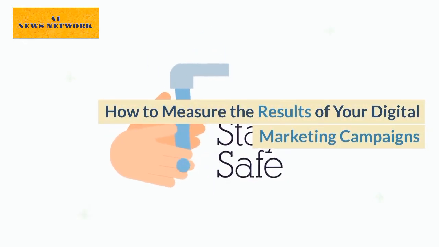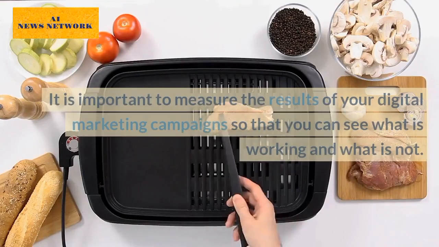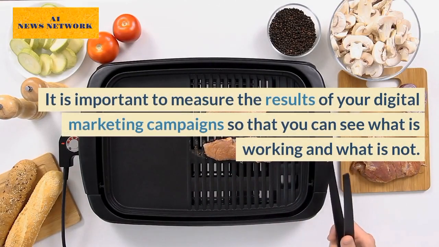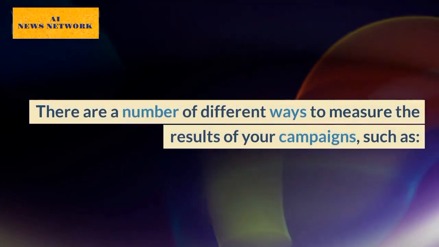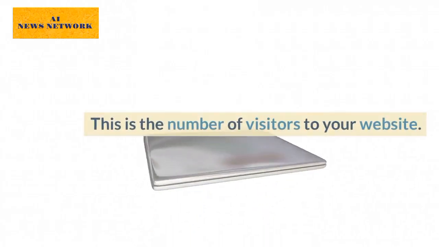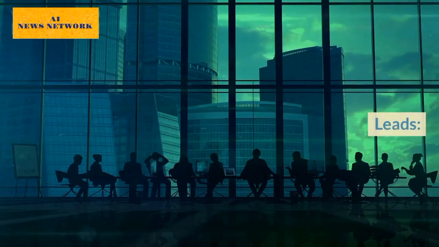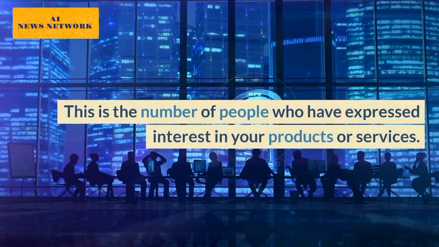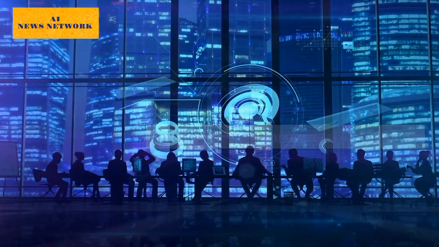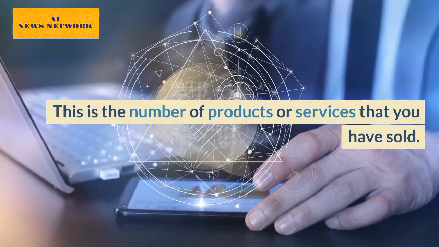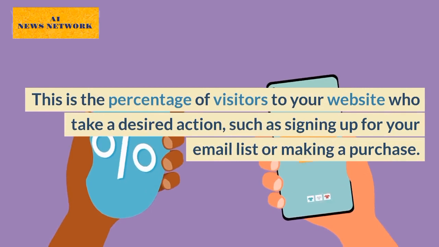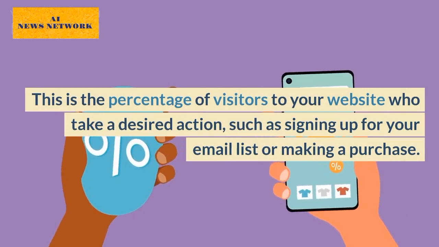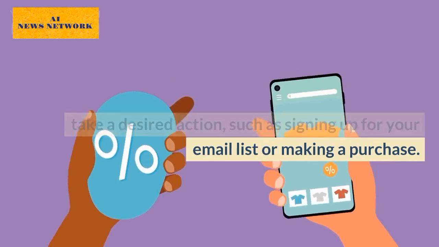How to measure the results of your digital marketing campaigns. It is important to measure the results of your digital marketing campaigns so that you can see what is working and what is not. There are a number of different ways to measure the results of your campaigns, such as website traffic. This is the number of visitors to your website. Leads. This is the number of people who have expressed interest in your products or services. Sales. This is the number of products or services that you have sold. Conversion rate. This is the percentage of visitors to your website who take a desired action, such as signing up for your email list or making a purchase.